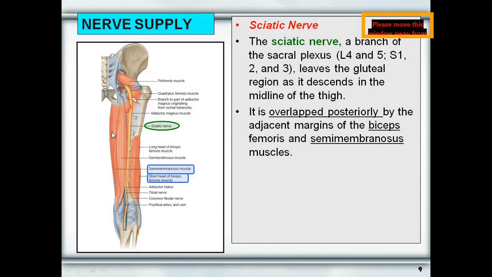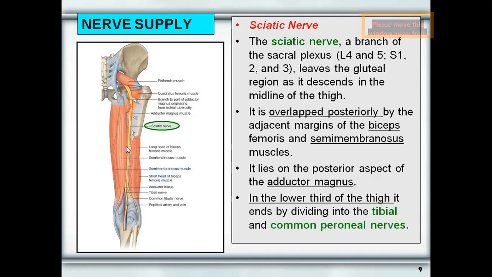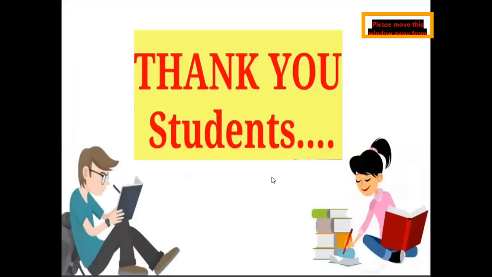So it is overlapped posteriorly by the adjacent margins of this muscle, that is the biceps femoris, which has been cut. Okay, and it is the semimembranosus muscle. It lies on the posterior aspect of adductor magnus. In the adductor magnus, you can see the holes, openings, through which the perforating branches will come out. Okay, so in the lower third of the thigh, it ends by dividing into the tibial medially and the common peroneal laterally. These are the two terminal branches of the sciatic nerve.